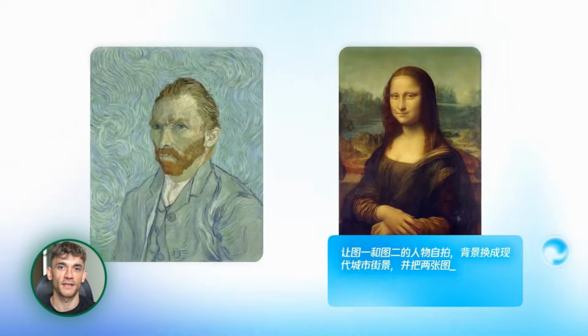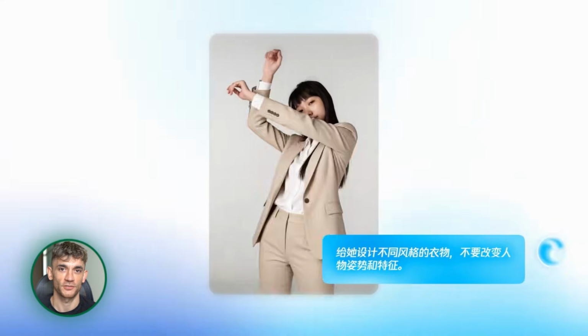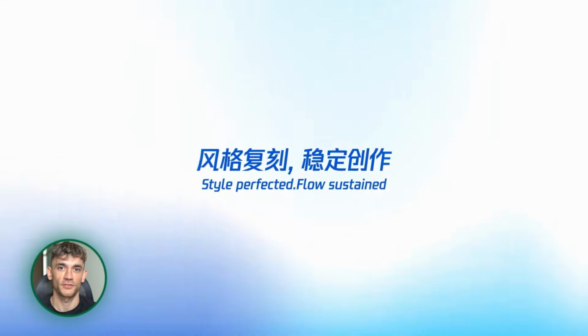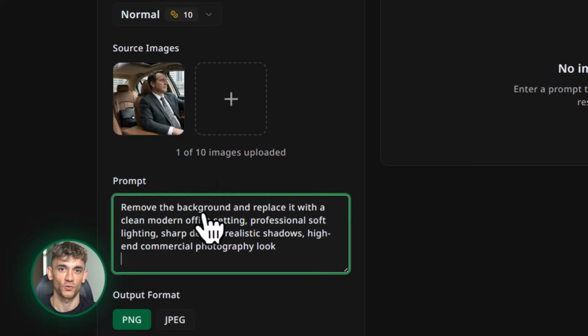I know that sounds crazy, but hear me out. This thing is an 80 billion parameter AI model. That's huge, and it's completely open source and free to use. You can edit photos with simple text commands, remove objects, change styles, enhance quality, all in seconds, no layers, no masks, no complicated tools. Just type what you want and the AI does it.